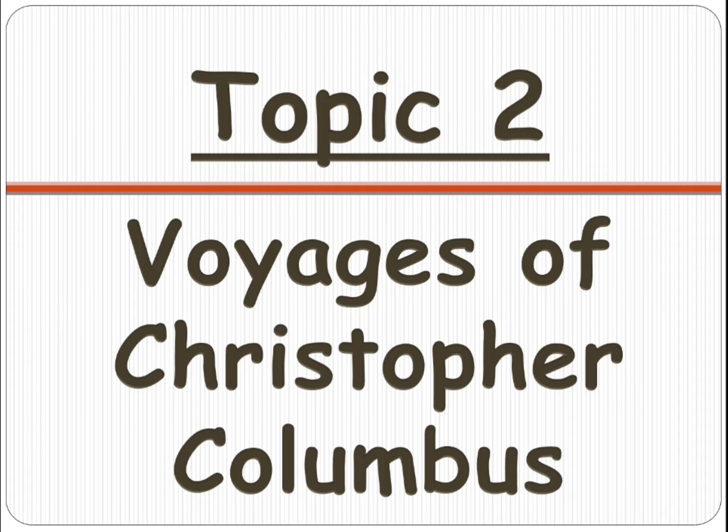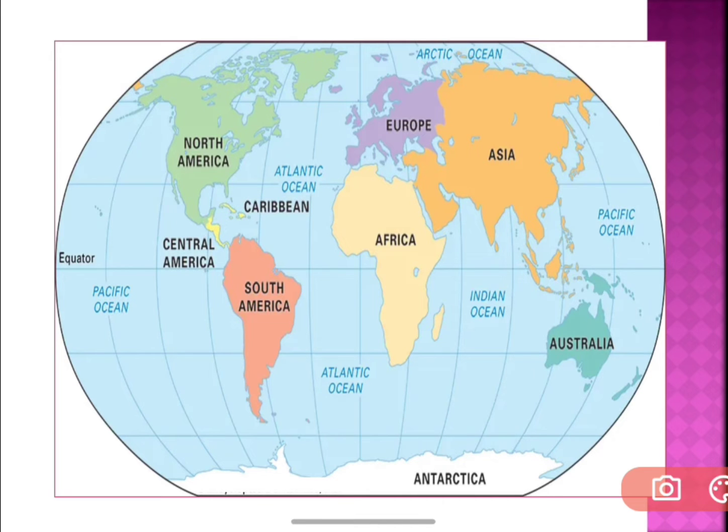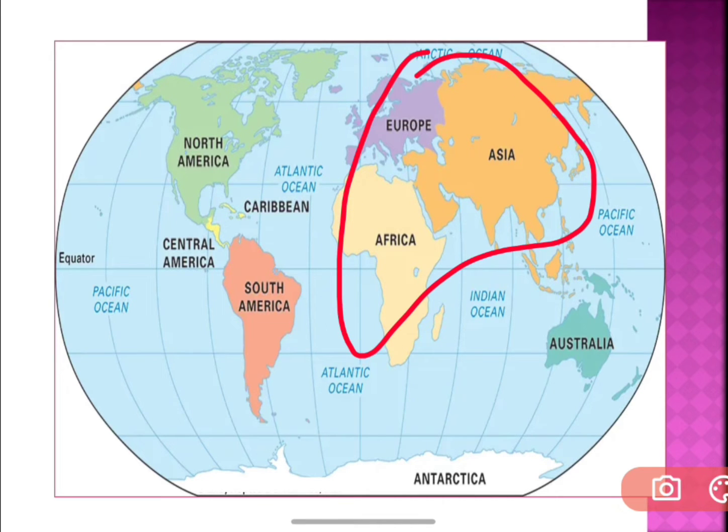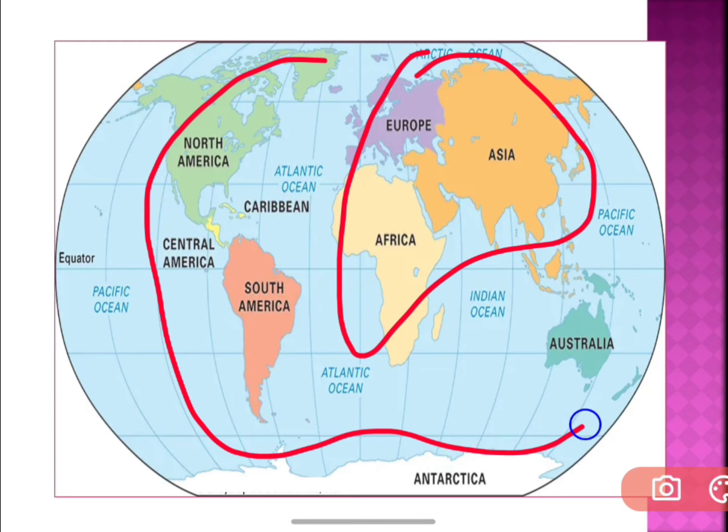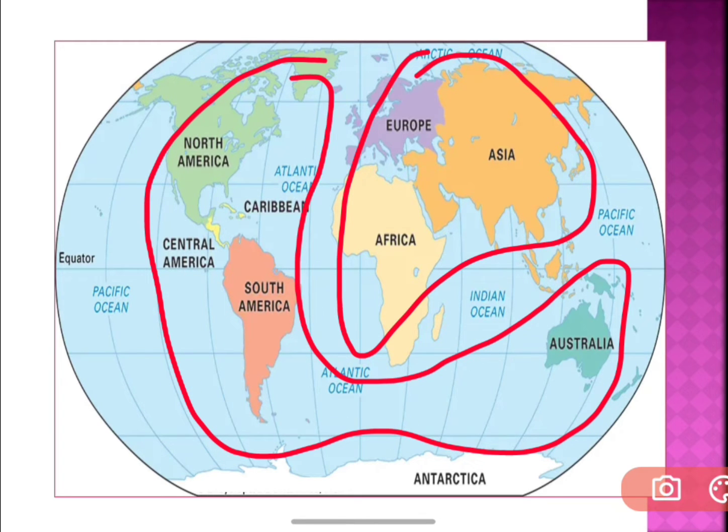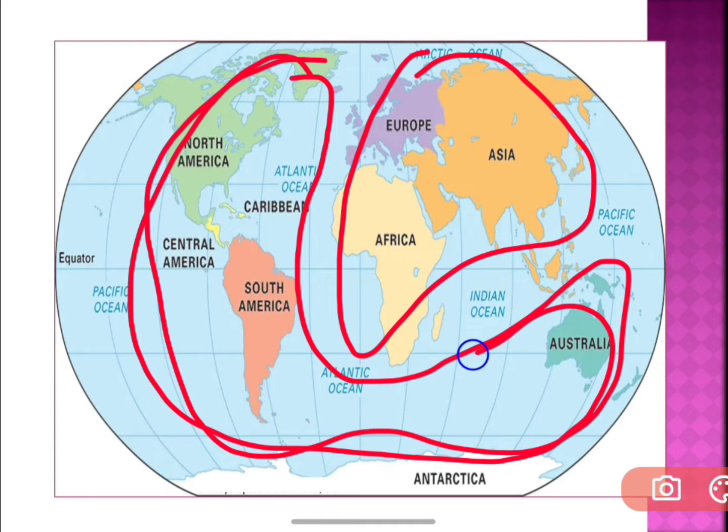Open your social content books, children, and turn to page number 148. There you can see the picture of Christopher Columbus, isn't it, children? This Christopher Columbus was an Italian explorer who discovered America. Yesterday we learned that these three continents are called the Old World and these three continents are called the New World. Who discovered this part, the New World? The first person was Christopher Columbus, who traveled from Europe and discovered America.